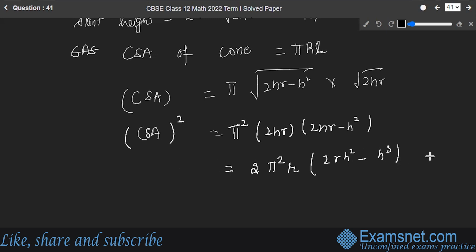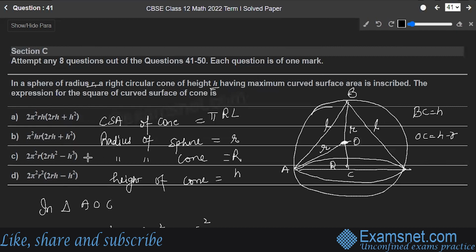Now let's check which of the given options it matches. Option C is the correct answer. Hope you got that. Let's move to the next question, number 42.